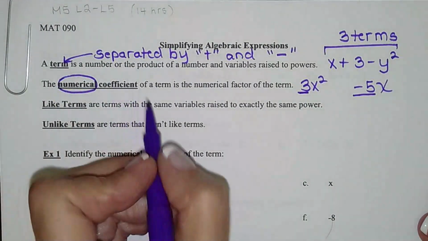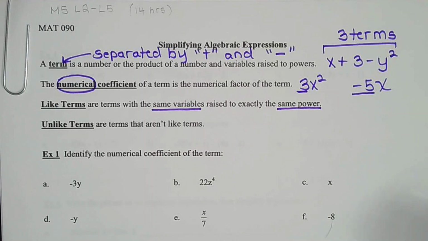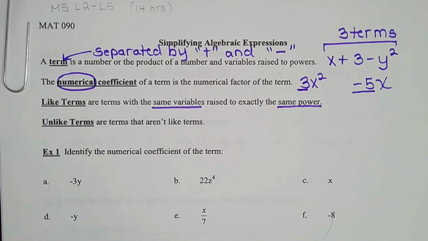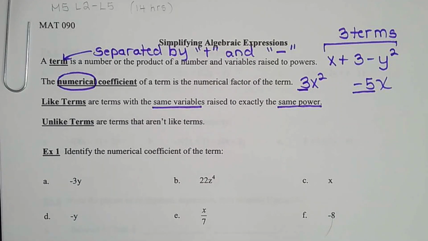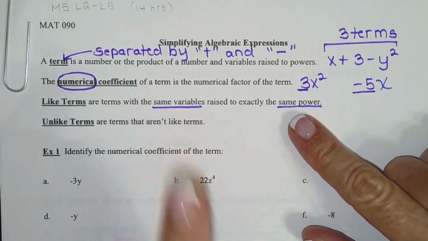Like terms must have the same variable and the same power. And we're going to learn a little bit later, I think in example 3 on this page, that if they are not like terms, I'm not allowed to add and subtract them. So it's important that you understand like terms because you need to know whether you can add or subtract them when you're combining them. And then unlike terms, oh duh, are terms that aren't like. Oh wow, that was helpful. But the key is like terms: same variables, same power.